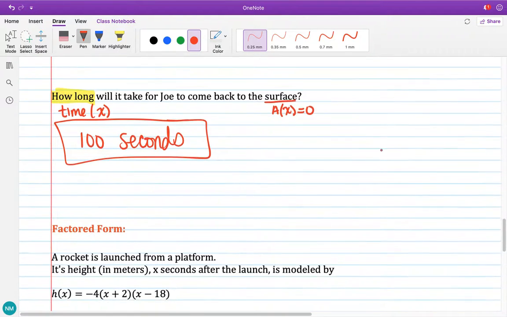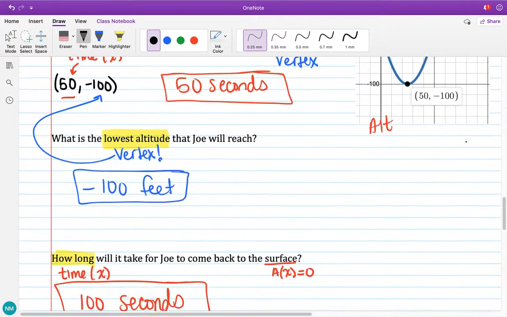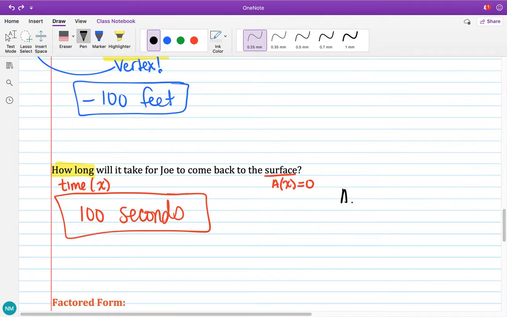All right, 100 seconds. Now, just for review purposes, really quickly, if I wanted to actually find that, right? So (1/25)(x - 50)^2 - 100, I can just use the square root property. Add 100.